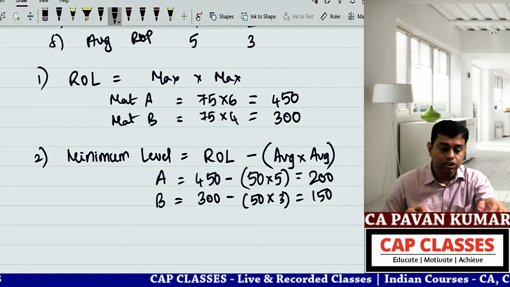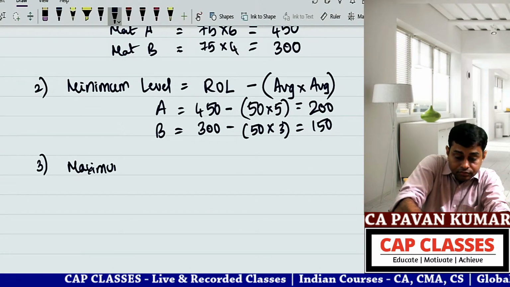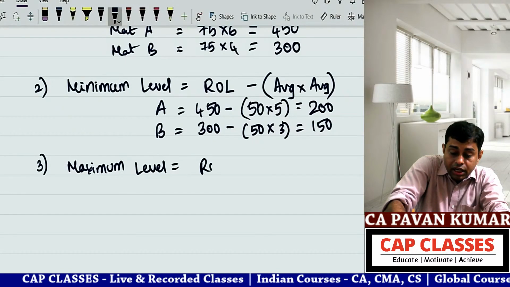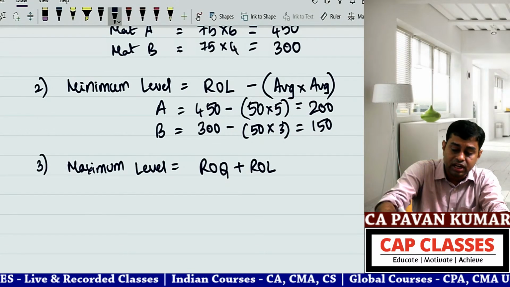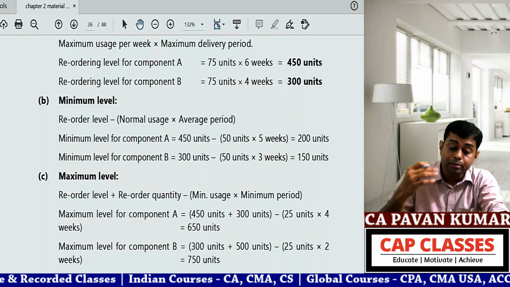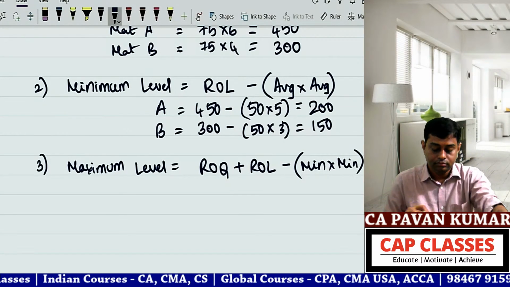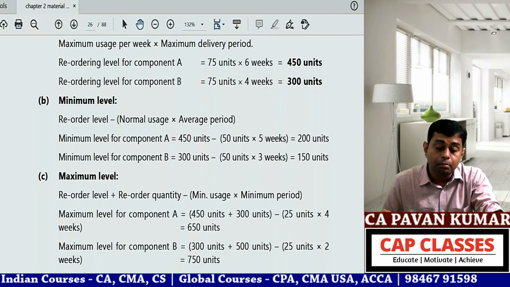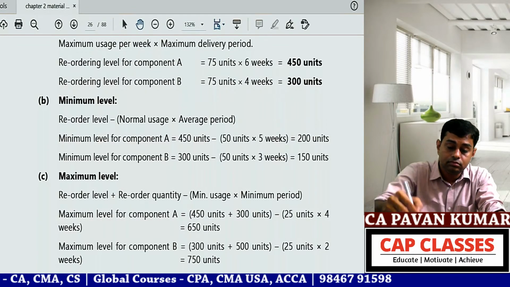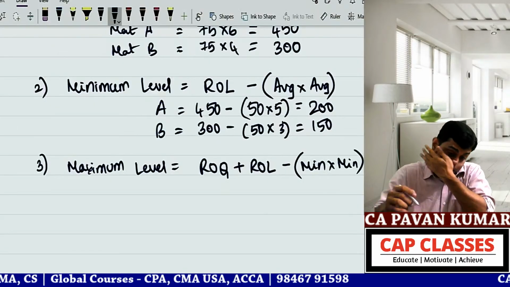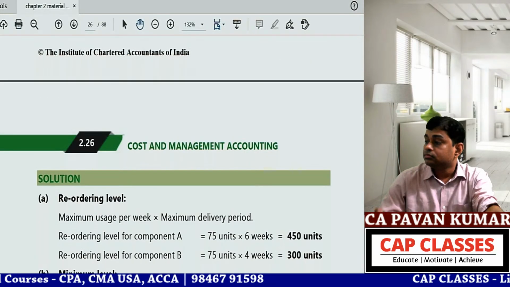So what is the third one asked in the question? Maximum level. You remember formula? Reorder quantity plus reorder level, or reorder level plus reorder quantity, either side you can write, it is same. Minus minimum into minimum. Reorder level plus reorder quantity minus minimum into minimum. Super. Good.